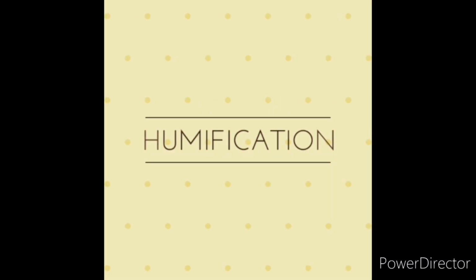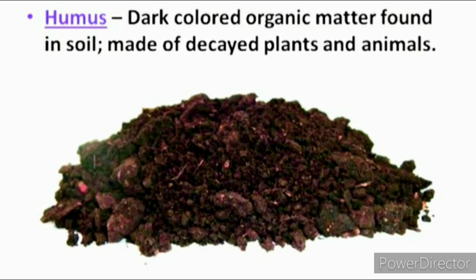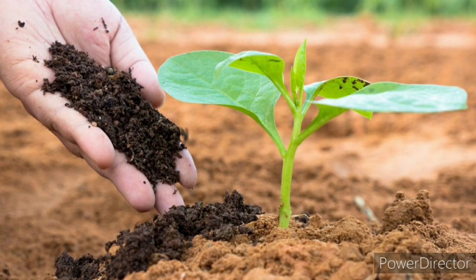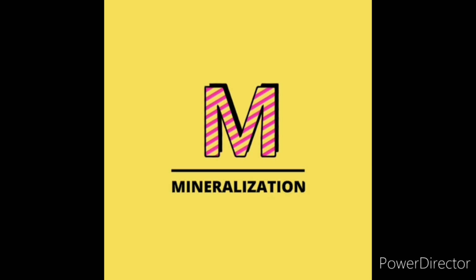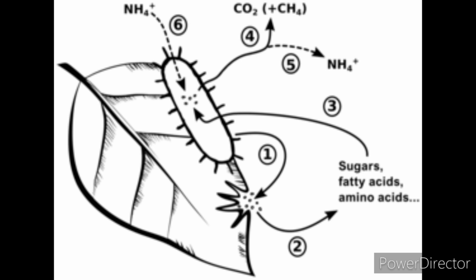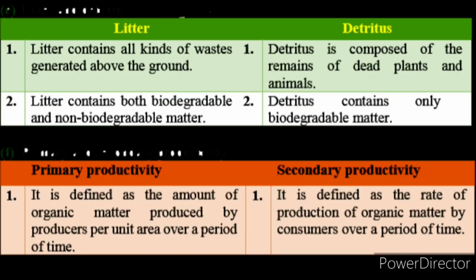And the step 4 humification. It is the formation and continuous deposition of a dark colored organic amorphous substance called humus. Humus undergoes very slow decomposition and is highly resistant to microbial action, and it serves as a reservoir of nutrients. And step 5 mineralization. It is a process by which some microorganisms further break down humus to form simple inorganic nutrients. All these 5 steps of decomposition occur simultaneously on detritus.